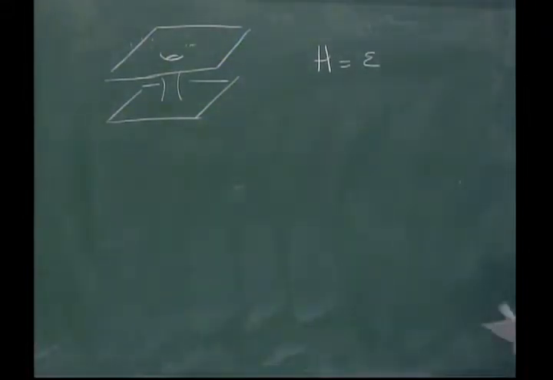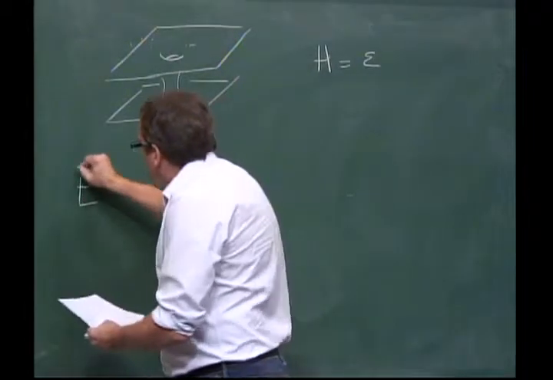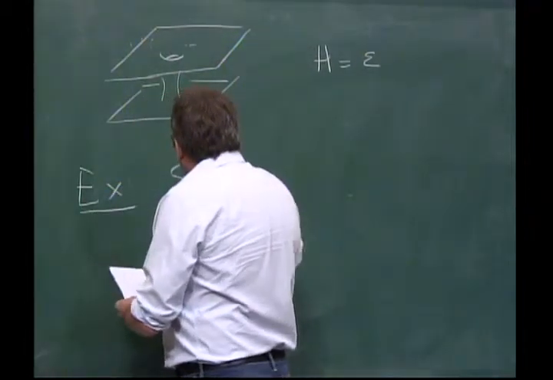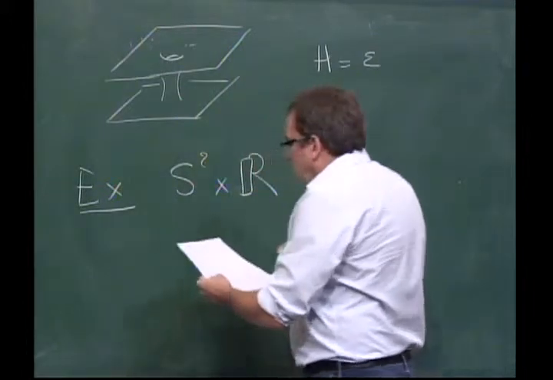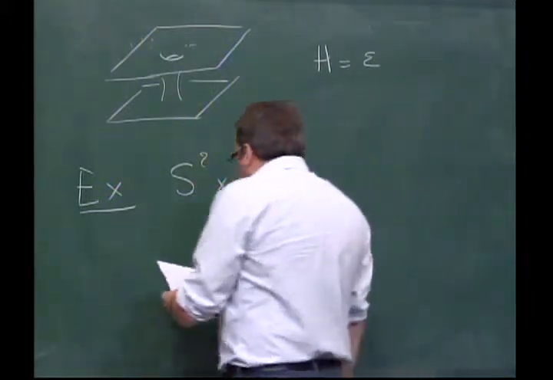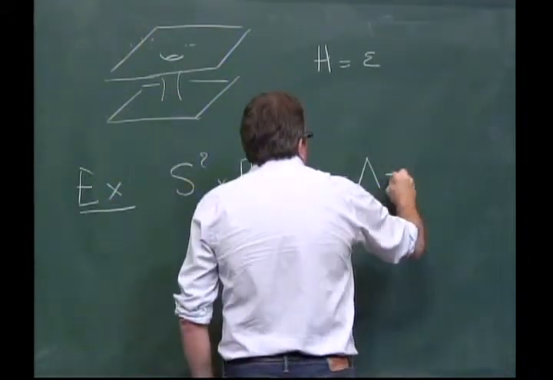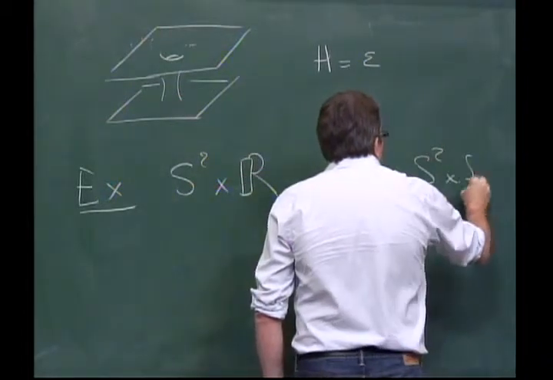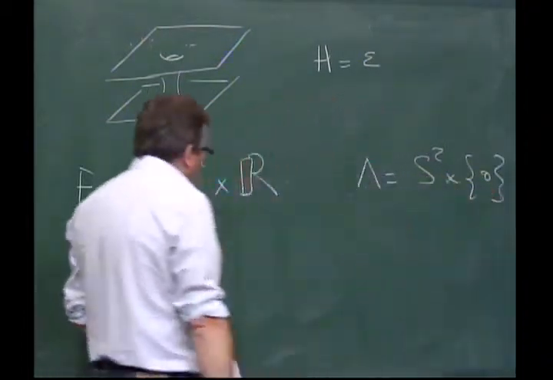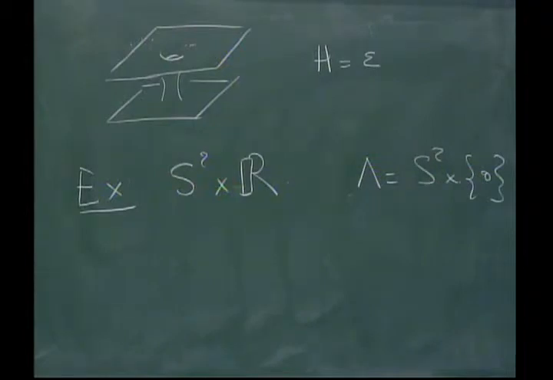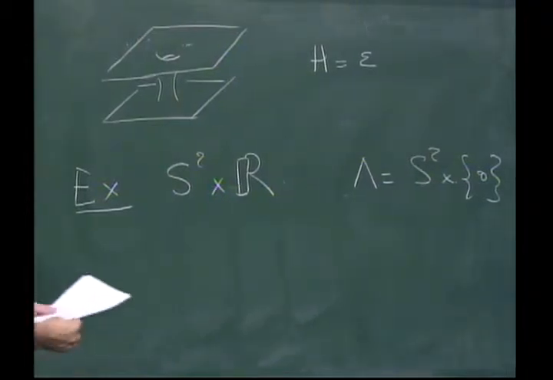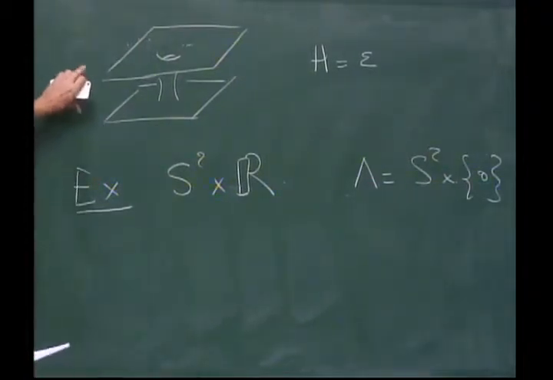Now you can play exactly the same game in S2 cross R, starting from the leaf S2 cross 0, which is minimal. And then you can perform exactly the same connected sum as above. And this produces, starting from a minimal surface, a constant mean curvature surface whose mean curvature is very small.